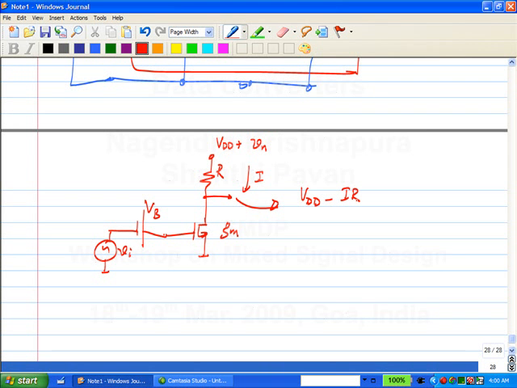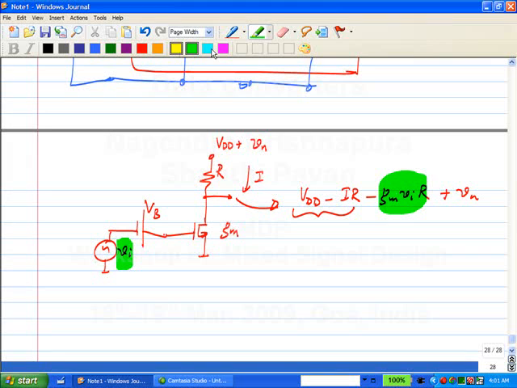What is the incremental voltage at that node? Minus Gm times Vi times R. Then what else? Plus Vn. Correct? This is the quiescent. This is because of this character, and this is because of this guy. Correct? Okay? Is that clear? So, even in a simple common source amplifier, we see that the output of the amplifier can simply get corrupted due to supply noise.